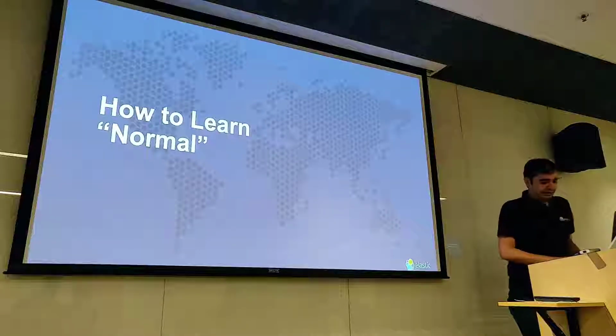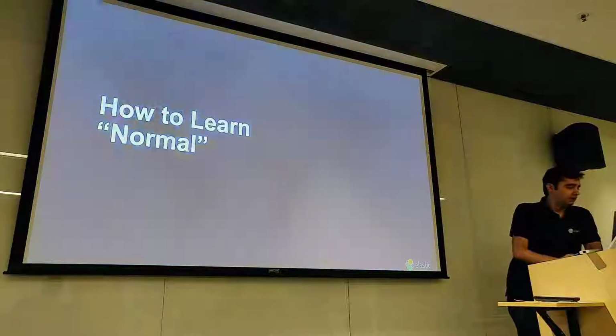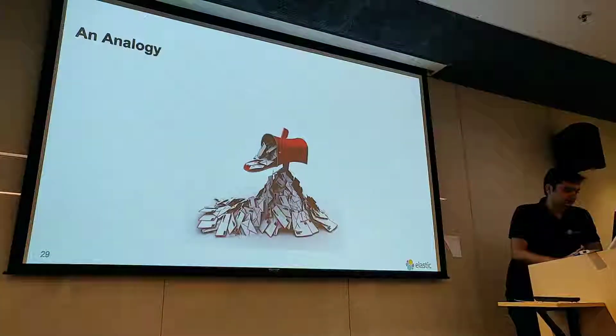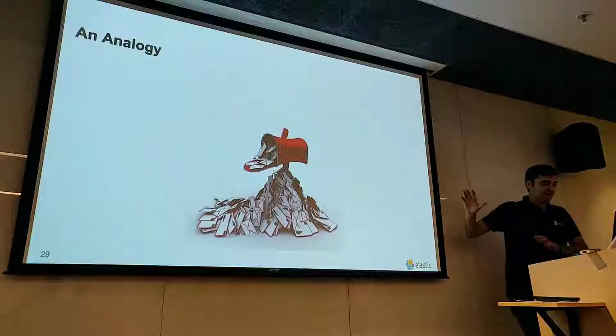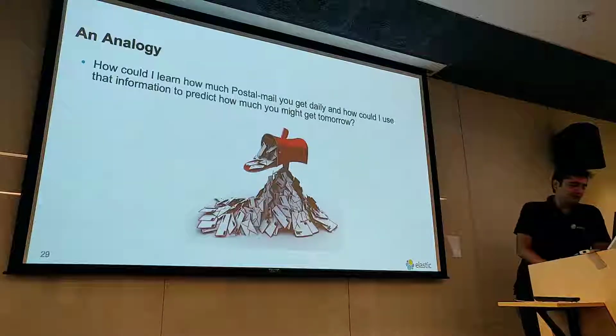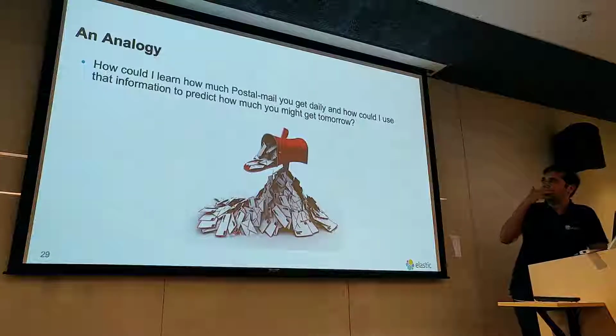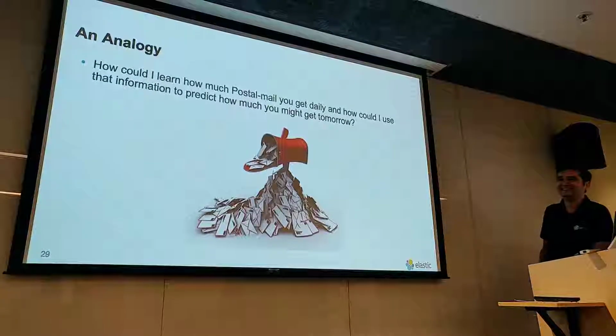Now, on learning, how will the machine learn that it's normal? A very small example, it may not be very relevant in our case. How could I learn how much post mail I get? We still get electricity bills, we still get bank statements, we still get some Christmas cards, mobile bills.